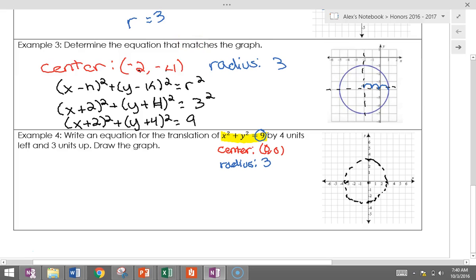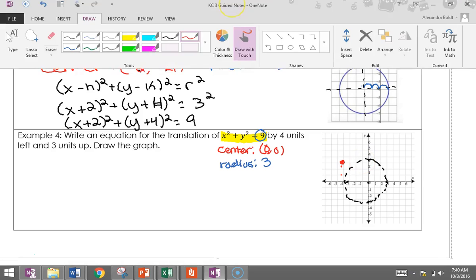Sorry, not up 4. Left 4, up 3. So I'm going to start my center. I'm going to go left 4, 1, 2, 3, 4, up 3, 1, 2, 3. So that's my new center of this new circle. My radius, however, stays the same because it didn't shrink or get bigger. It's still the same size. So 1, 2, 3.